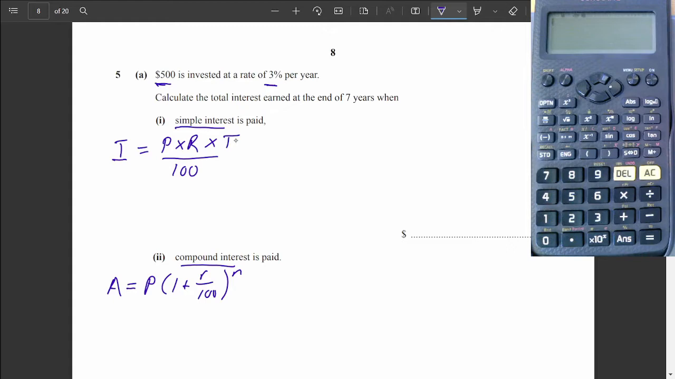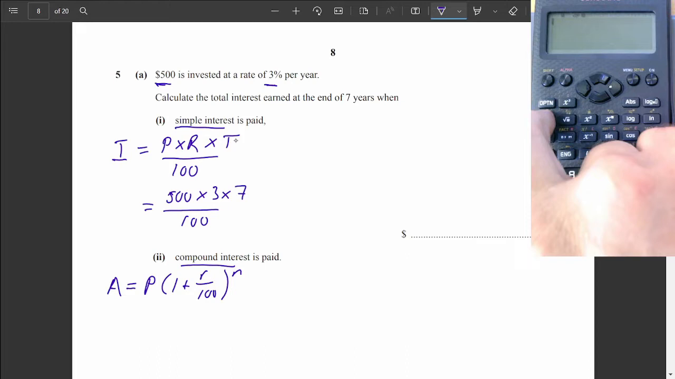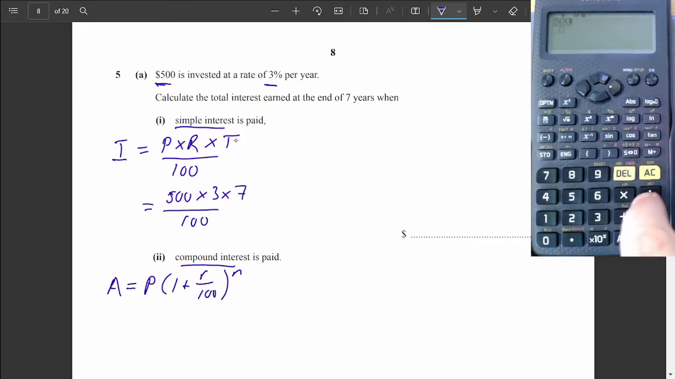Okay, so for the first one here, for simple interest paid, we need to take the principal, which is 500, times the rate, which is 3, times the time, which is 7, and divided by 100. So bang that in, 500 times 3 times 7 divided by 100, you get $105.